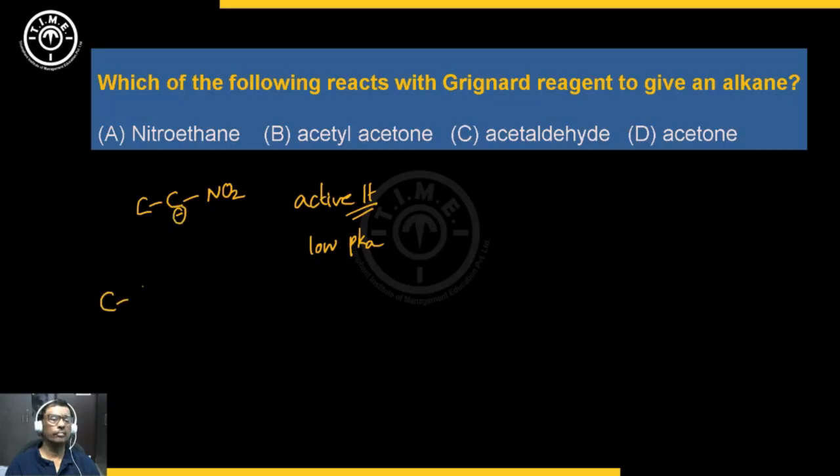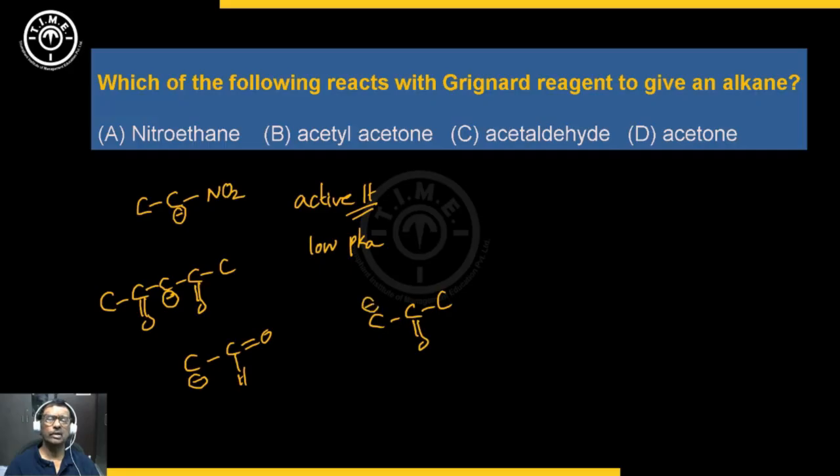Acetyl acetone is C double bond O, a CH2, a C double bond O and a CH3. So you'll have a minus charge here. Acetaldehyde, C double bond O, H. So you'll have a minus charge there. And the fourth one is acetone, C double bond O, a CH3, and you could have a minus charge there. Which minus charge is stabilized? That we need to understand. That will give a parent substance with low pKa.